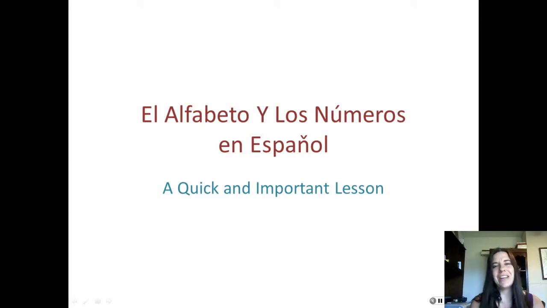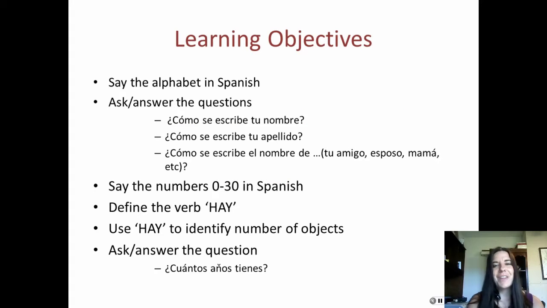Today we're going to learn about el alfabeto y los números en español, a quick and important lesson on the alphabet and numbers. The learning objectives for this lesson are that you can say the alphabet in Spanish, ask and answer the questions, ¿Cómo se escribe tu nombre? ¿Cómo se escribe tu apellido? ¿Cómo se escribe el nombre de tu amigo, tu esposo, tu mamá, or whoever?